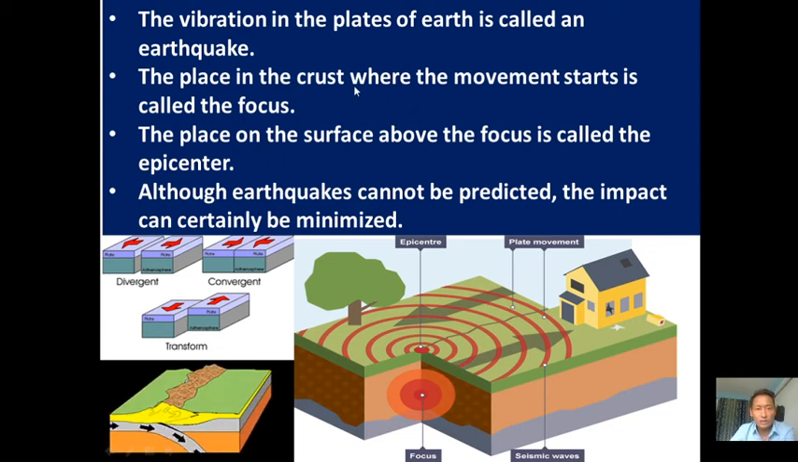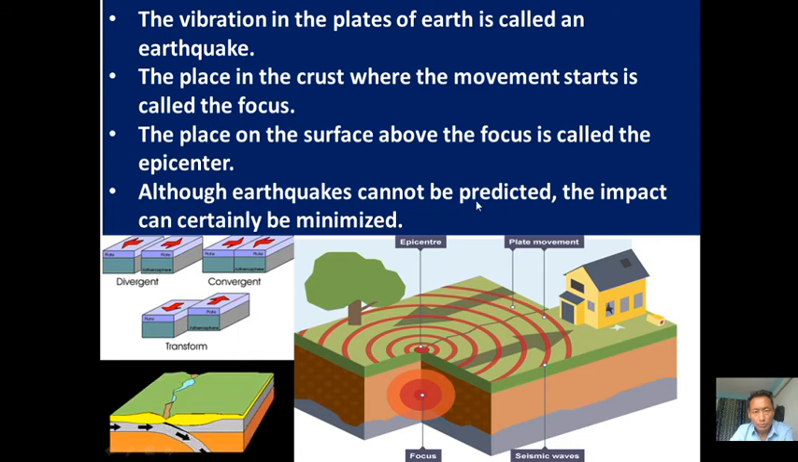The place inside the earth's crust where the first movement starts, when two tectonic plates start to converge or collide with one another, is called the focus. The place on the surface above the focus is called the epicenter, or the main center of the earthquake. So this is the origin of the earthquake, also called the epicenter.